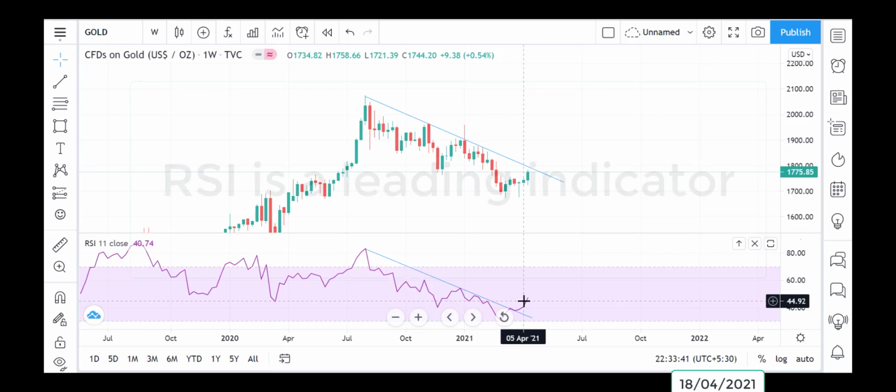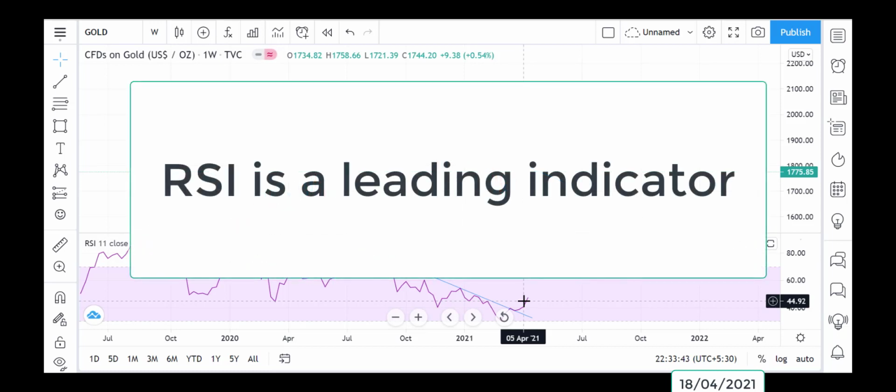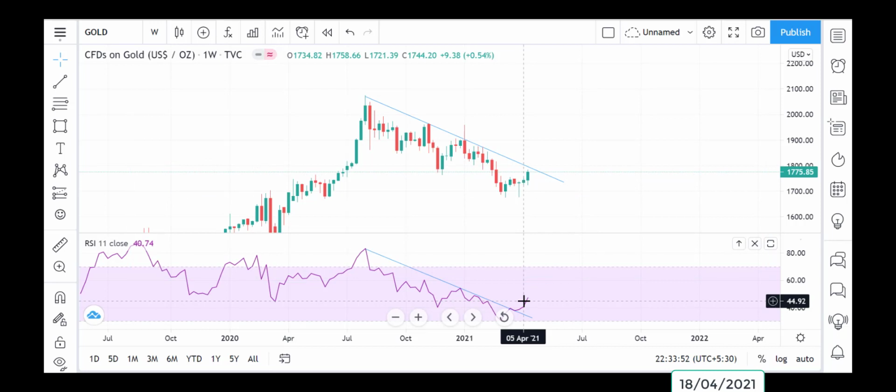RSI being a momentum indicator shows the possible price movement far before the price itself shows. You can say it's a leading indicator, but still, in order for this move to confirm, you need to have a confirmation from the price angle. So only if this trend line is broken on the weekly time frame, you can say that yes, there is a successful breakout of gold from this beautiful flag pattern.